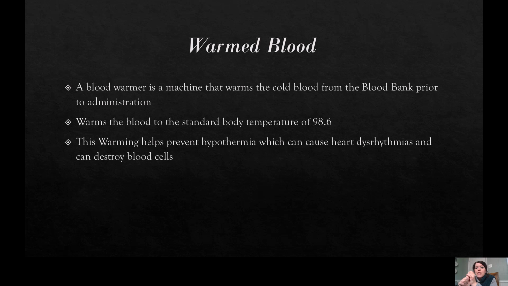A blood warmer is a machine that warms the cold blood from the blood bank prior to administration and brings it to body temperature. And that warming helps prevent hypothermia, which can cause heart dysrhythmias and destroy those blood cells.